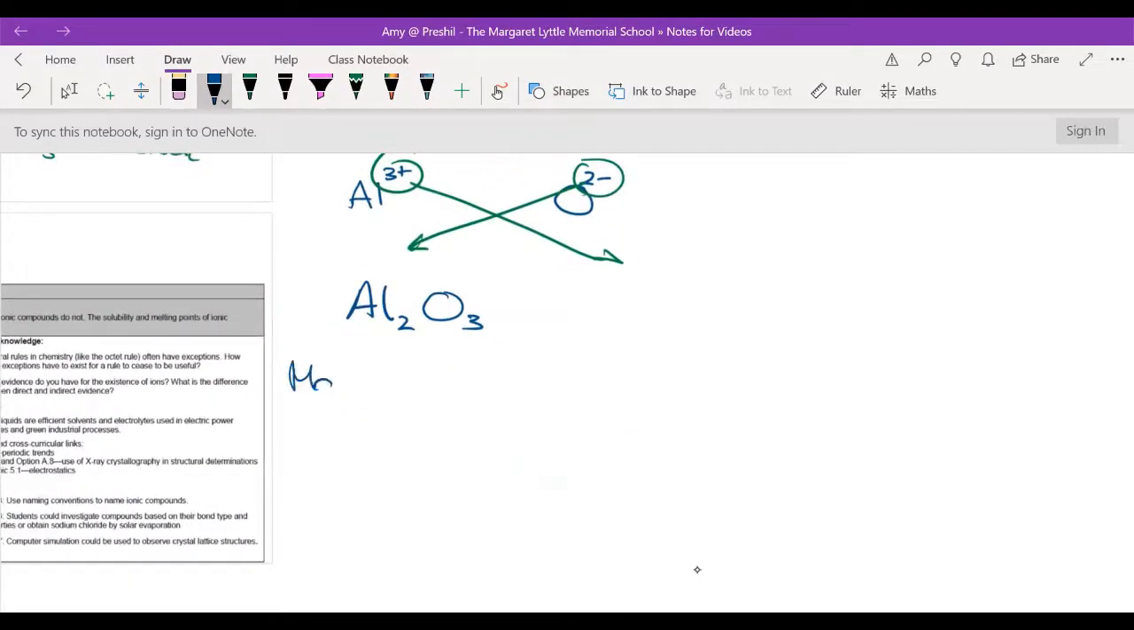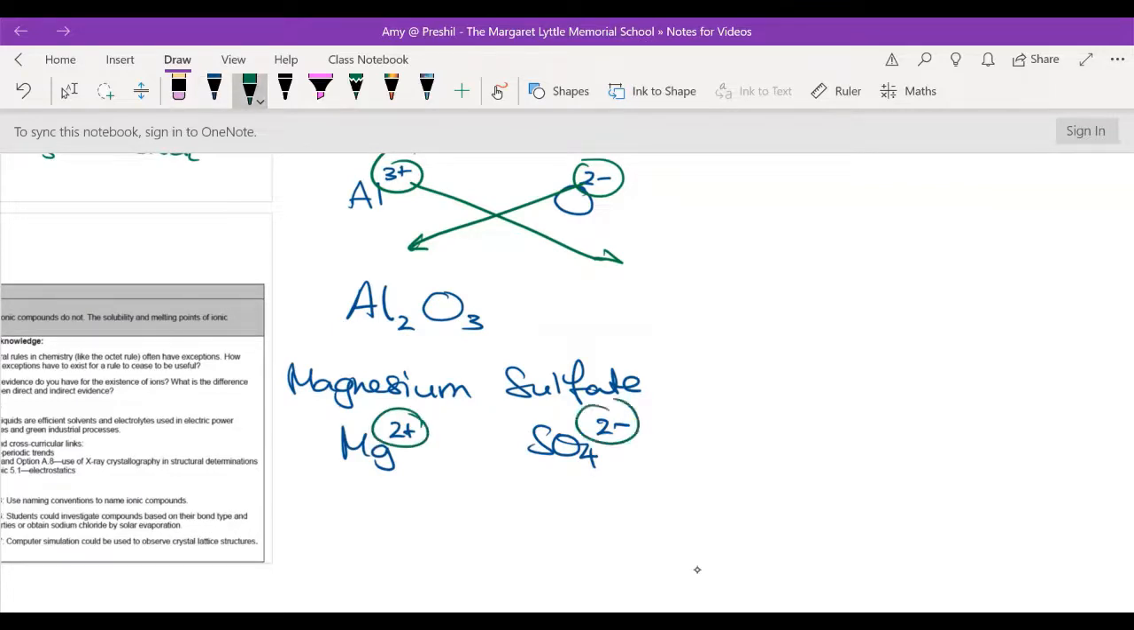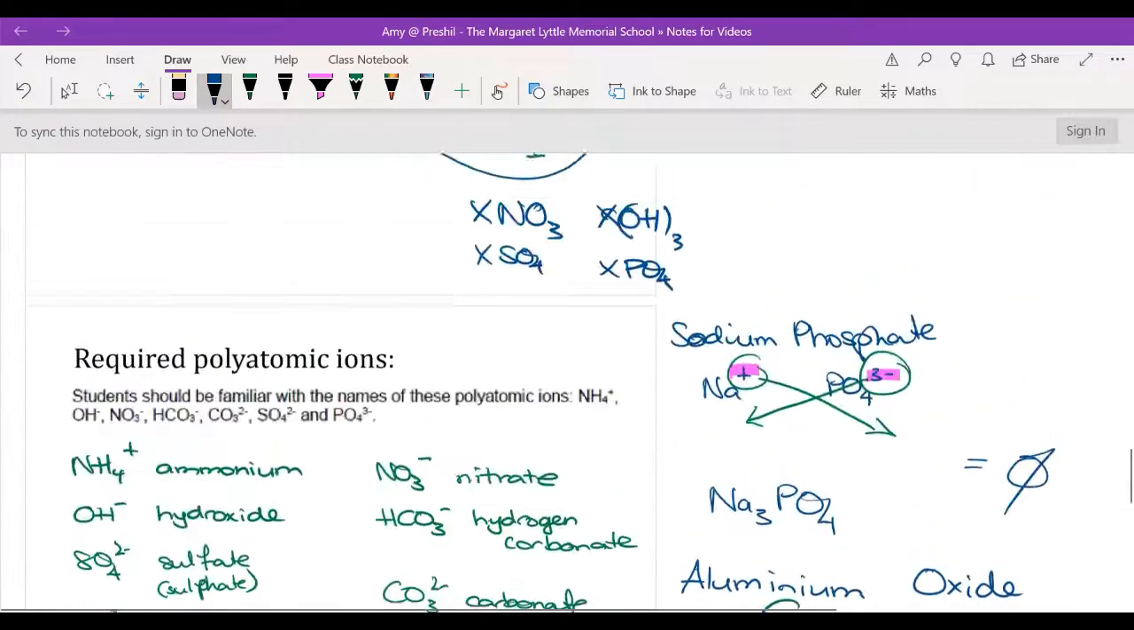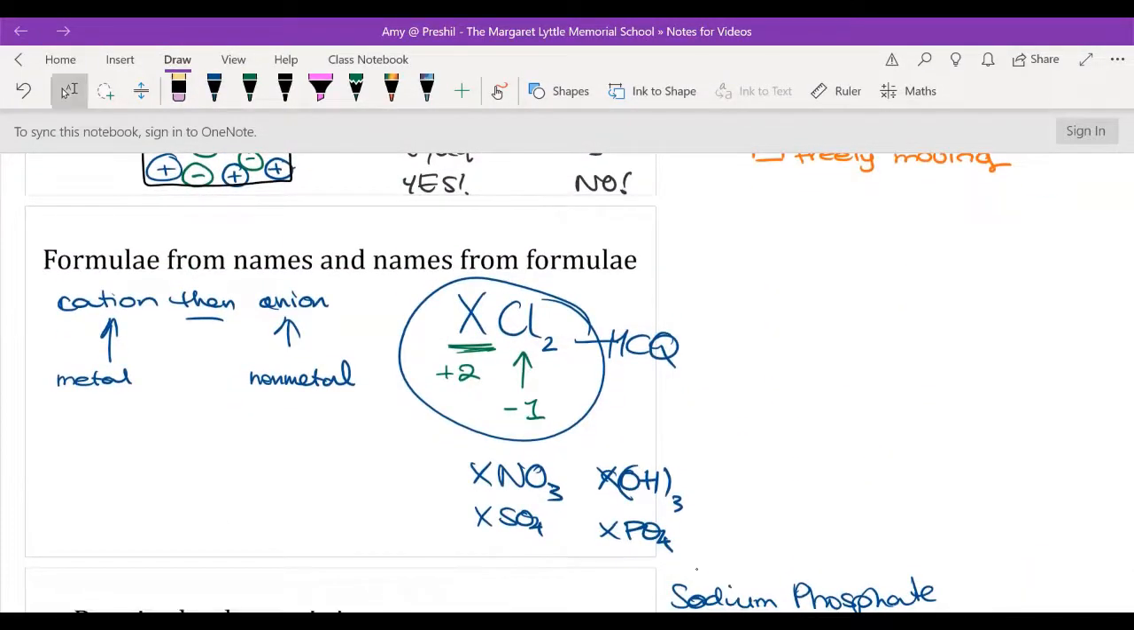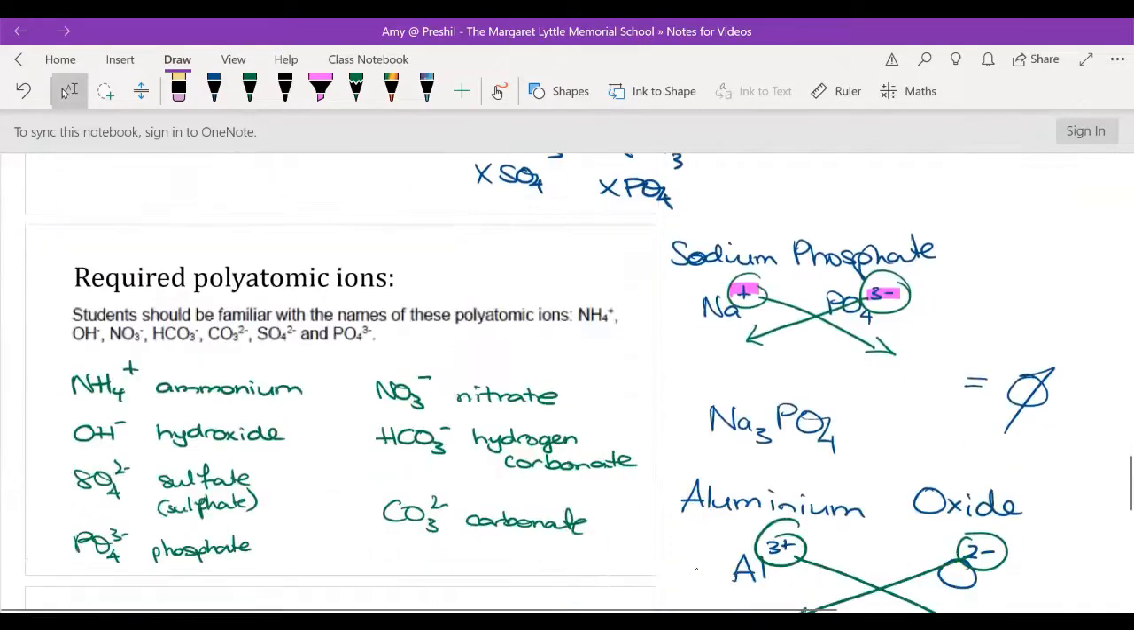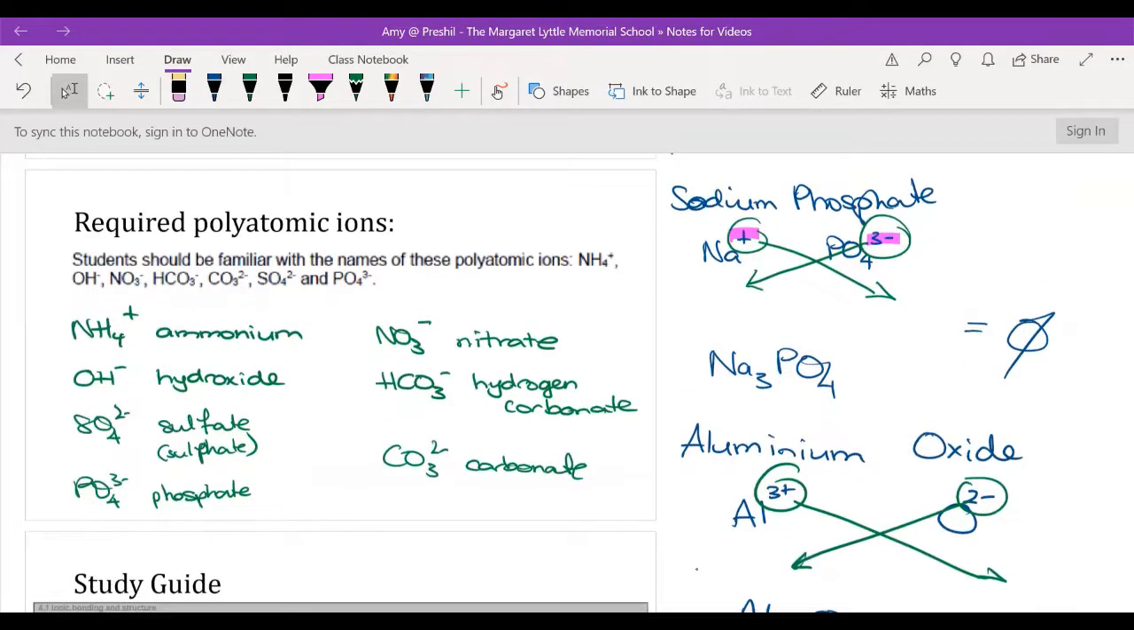Let's do an example where the numbers are the same. Magnesium sulfate. Magnesium is in group 2, so it forms a 2+ ion. Sulfate, you have been asked to remember, is 2-. These have the same number, so I don't need to cross multiply. So it's just MgSO4. Okay, that is how we go from formula to names and names to formula. You need these polyatomic ions to do that though.